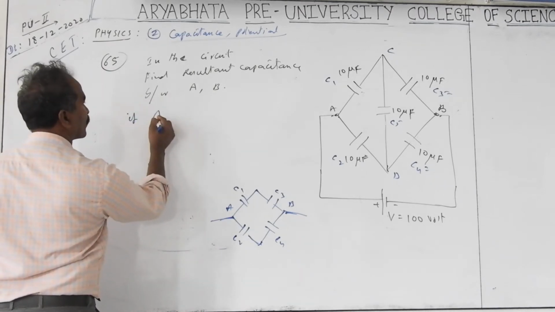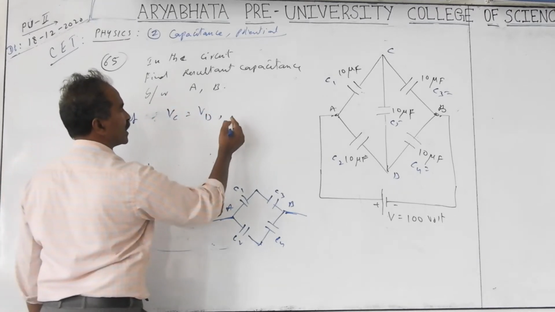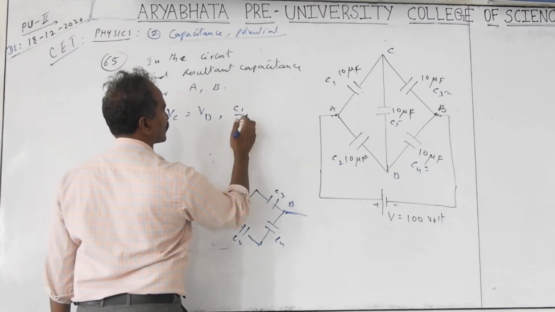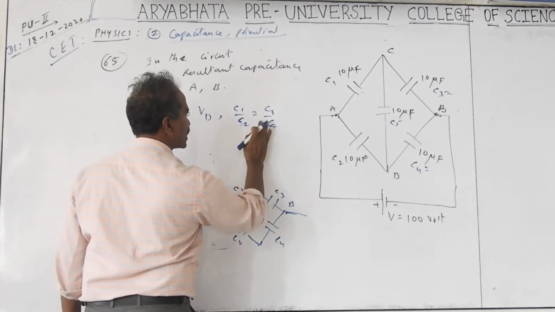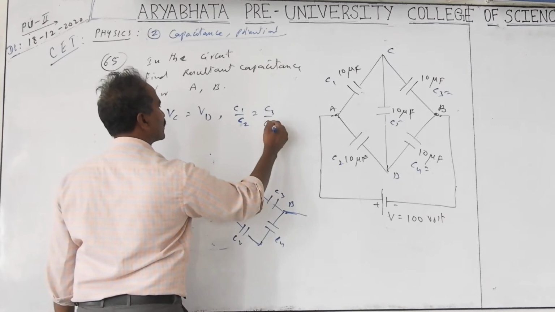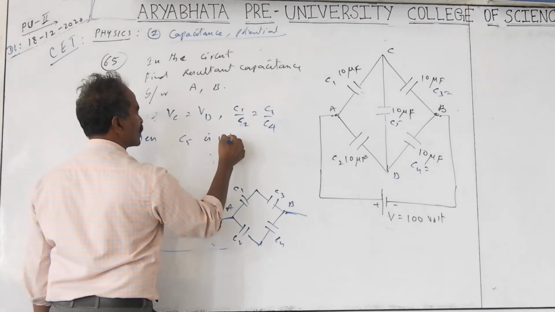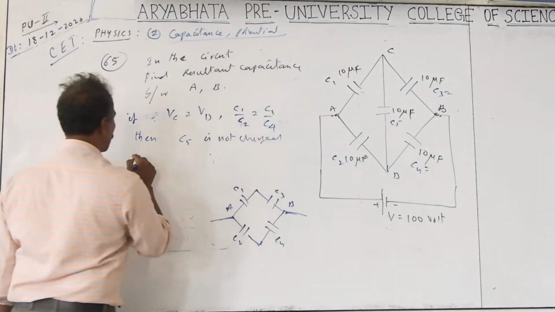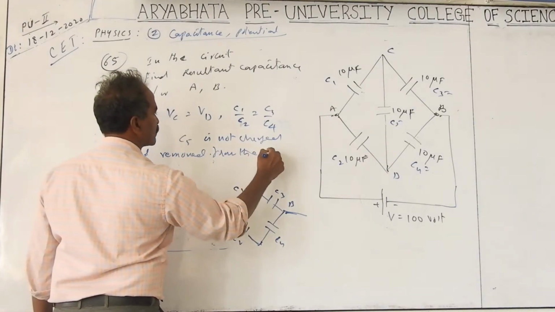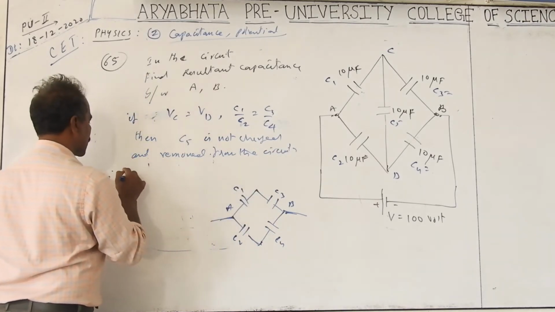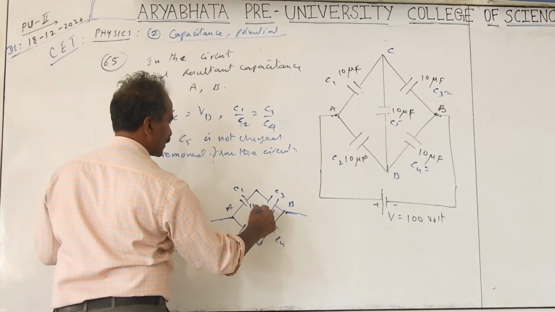If the voltage at C equals the voltage at D, then what you get is C1 by C2 equal to C3 by C4. Both are the same condition. If this is satisfied, that will be satisfied. Then C5 is not charged and is removed from the circuit. Therefore, with C1 equal to C2 equal to C3, the resultant is 10.